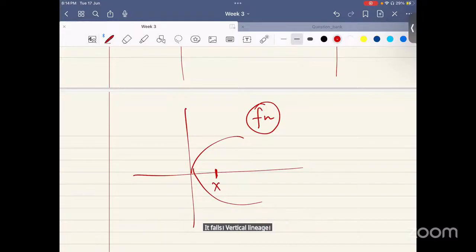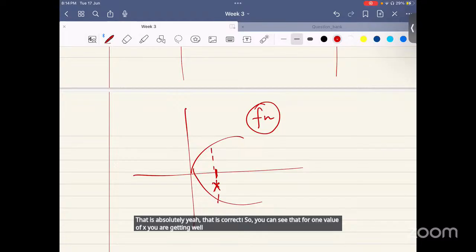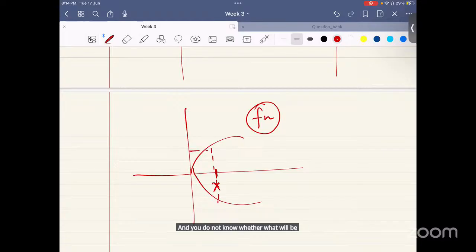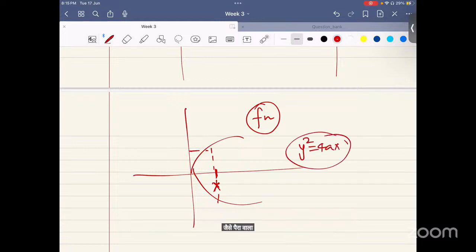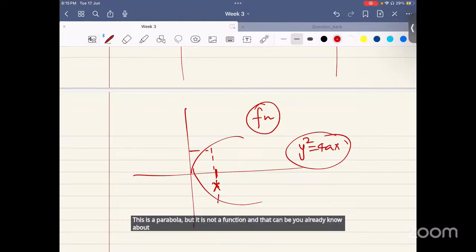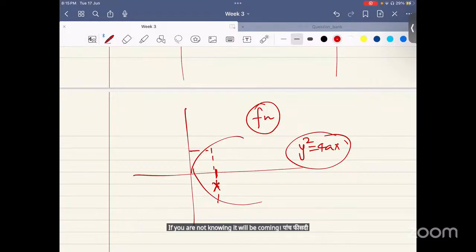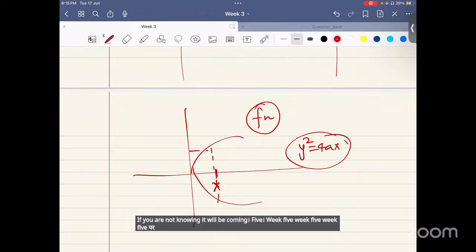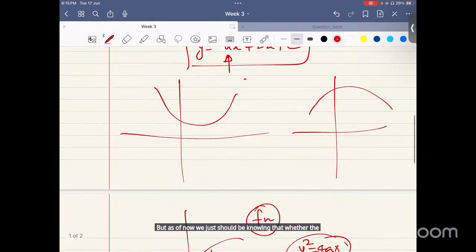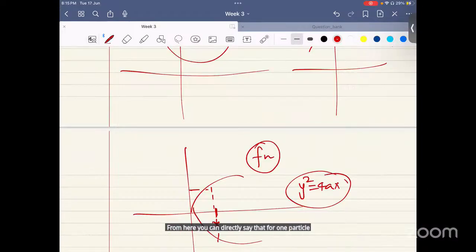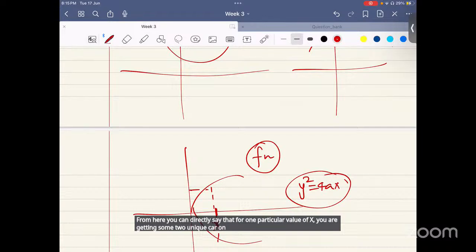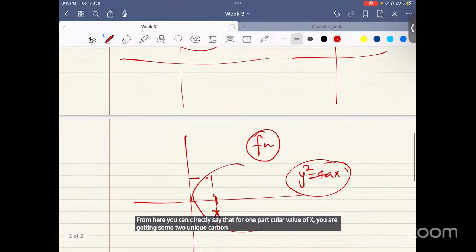So you can see that for one value of x, you are getting two values of y, right? And you don't know what you'll be getting. So that's why this also is not a function. Okay, this is a parabola, but it's not a function. You already know about the horizontal line test and vertical line test. If you don't know, we'll be reading about those things again in week 5. Week 5 will be about the types of functions and all. But as of now, you should just know whether the given plot is a function or not. From here you can directly say that for one particular value of x, you are getting two values of y. It's not a unique thing, that's why it is not a function.